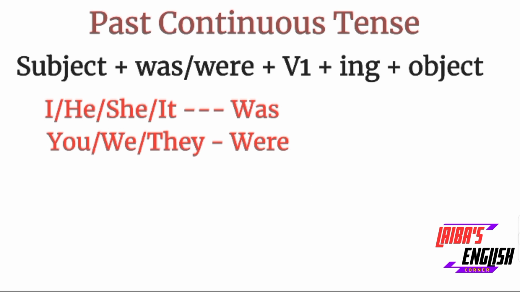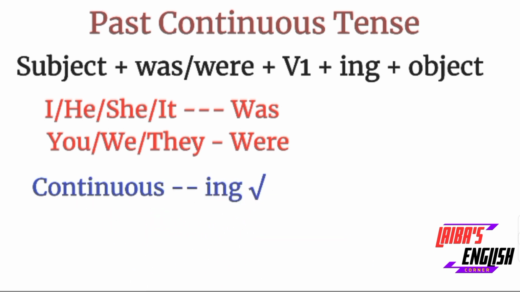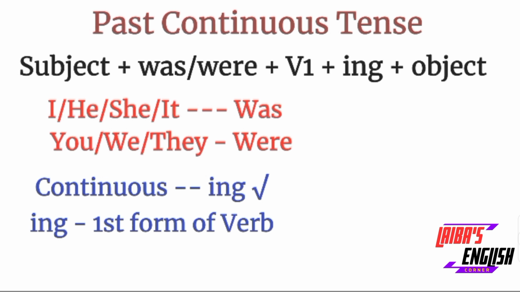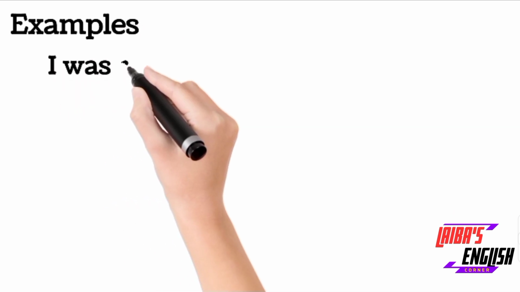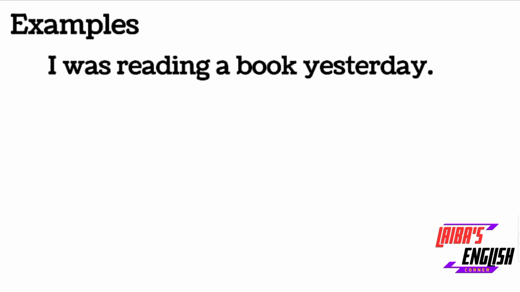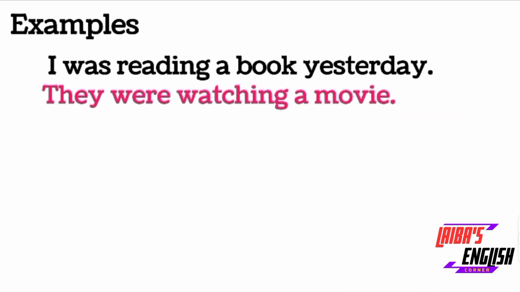So where do we have to put was and where do we have to put were? Let's see. Whenever there is I, he, she, it or a name, we have to put was. And whenever there is you, we, they, we have to use were. Now we have to look at some examples to make our concept even clearer. For example, I was reading a book yesterday. Here we use I, and with I we have to put was with the first form of verb read plus ing and an object book, and yesterday is mentioning a time.